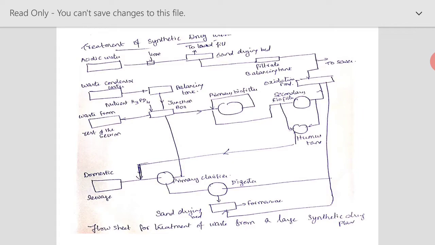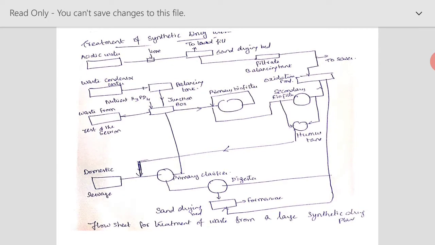Then the waste condenser water, which has less contaminant, and the waste from the rest of the section, and domestic sewage. So waste from the rest of the section is from the manufacturing process, as well as from the floor cleaning, that is your housekeeping process. Everything will come under this waste from the rest of the section.